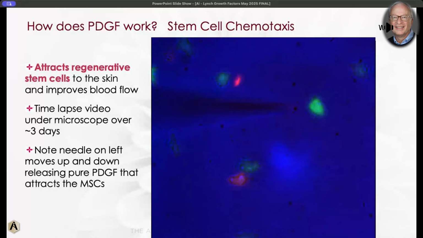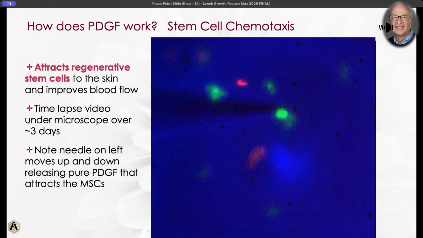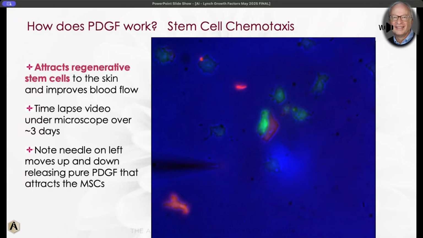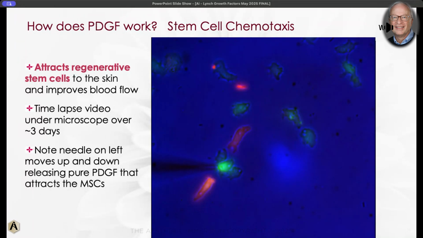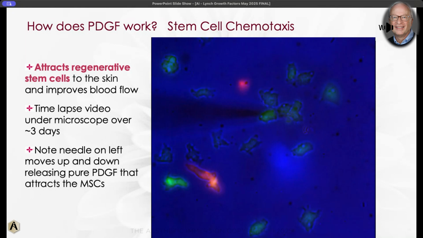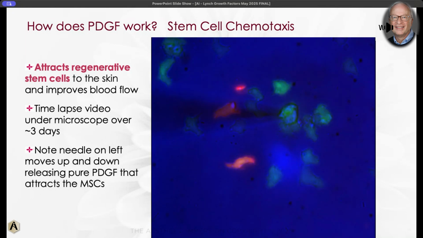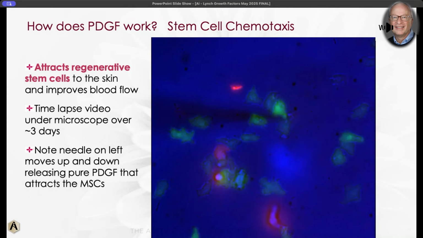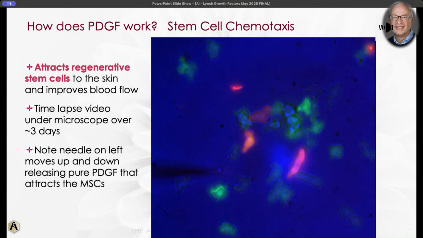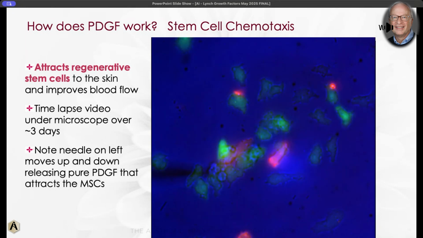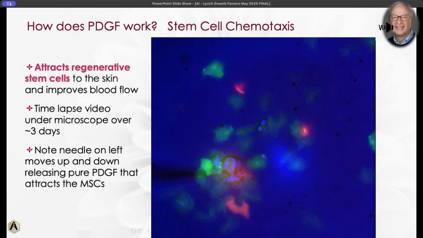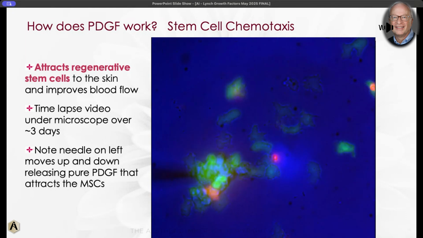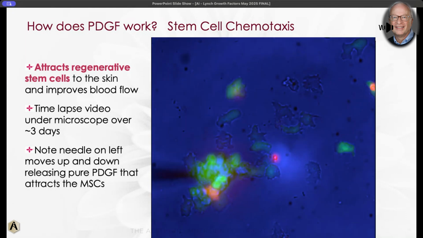Oh, there we go. Okay, so these are mesenchymal stem cells that we've labeled with a fluorescent marker, and that little dark shadow, the pointy looking thing, is a needle tip under a microscope, and you can see that needle tip moving around, and we're expressing PDGF out of the end of that needle tip. And you can see all those wonderful regenerative stem cells are like flooding in towards the PDGF.